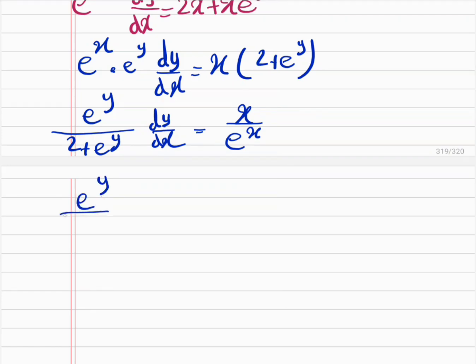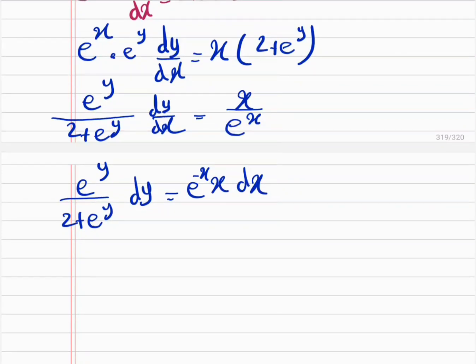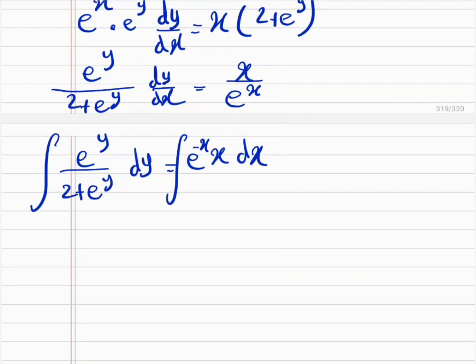Of course, we need to multiply both sides by dx, so we get x e to the power minus x dx. Now, we are in a position to integrate both sides. So remember that the left hand side is simply going to be ln of modulus 2 plus e to the y, but the right hand side needs us to use the method called integration by parts because we have the product of two different functions.